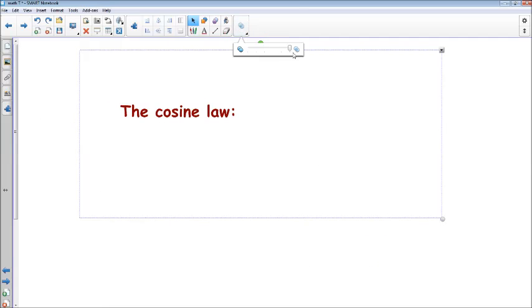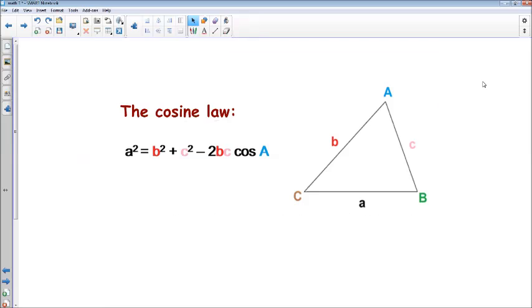So next is the cosine law, and this is what it looks like. I color coordinated so you guys can see where the numbers would be plugged into the equation. My example in this is A, so that's why it's A squared equals and then the rest of the equation. But if it was B, it would be B squared equals and then the rest of the equation.